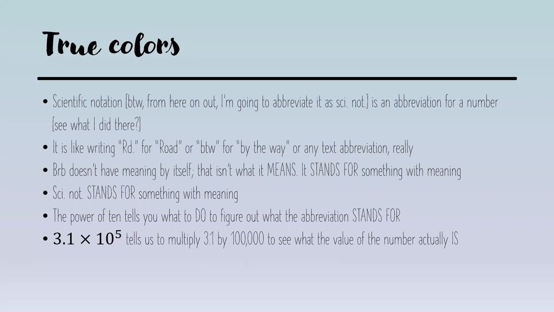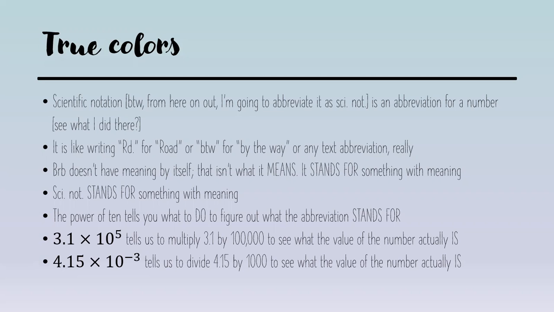So it's like an instruction manual. So I have 3.1 times 10 to the fifth. That 10 to the fifth is directions. It tells me I have to multiply the number I'm given, 3.1, by the power of 10, which is 100,000. That's 10 times 10 times 10 times 10 times 10. And that will give me the number's actual value. Because if I multiply 3.1 times 100,000, I get the actual value of the number, if I worked it out by hand.